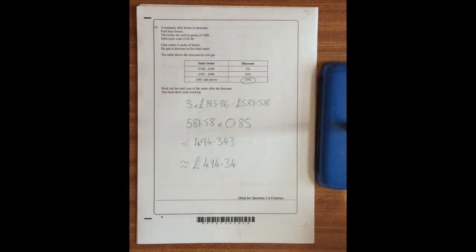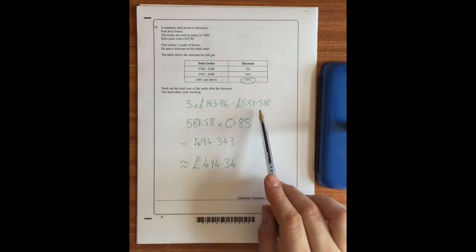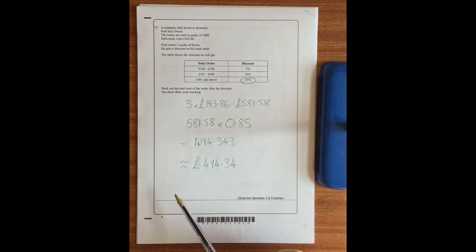Question 3. A company sells boxes to factories. Fred buys boxes. The boxes are sold in packs of 1,000 and each pack costs £193.86. Fred orders 3 packs of boxes and he gets a discount on his total order, according to this table. Work out the total cost of that order after the discount. So 3 packs at £193.86 is £581.58.